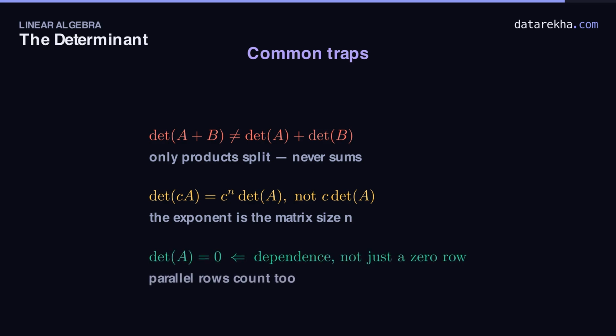Trap 3. A zero determinant does not require a row of zeros. Any linear dependence does it. Take 1, 2 on top and 2, 4 below. The second row is just twice the first, and the determinant is 4 minus 4, 0.